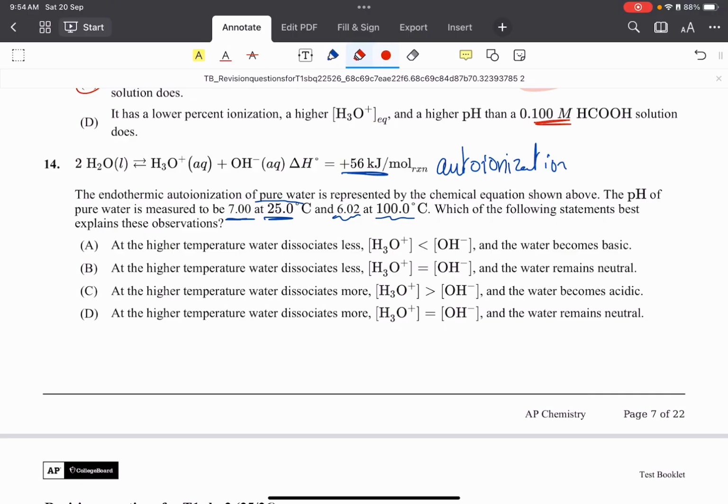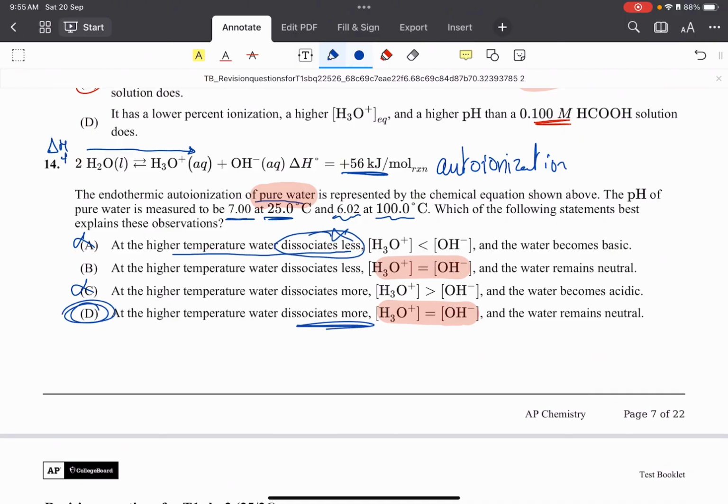As long as we are talking about pure water, the ionization of water is always neutral. Neutrality is always when these concentrations are equal. Now, let's see which statement is correct. At higher temperature, water dissociates less. If this is higher temperature, it means plus delta H over here. So when the temperature increases, the autoionization equilibrium is going to shift forward, dissociating more.